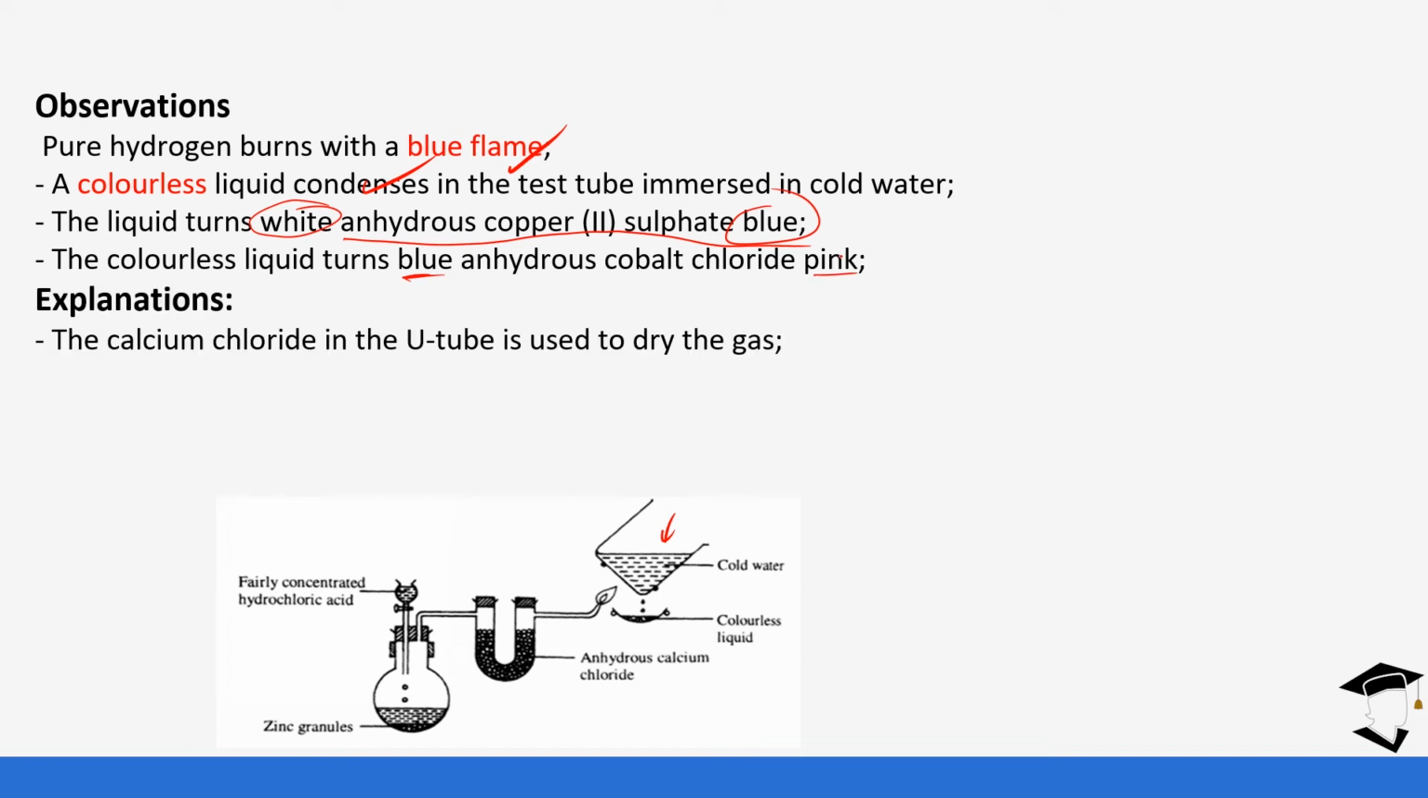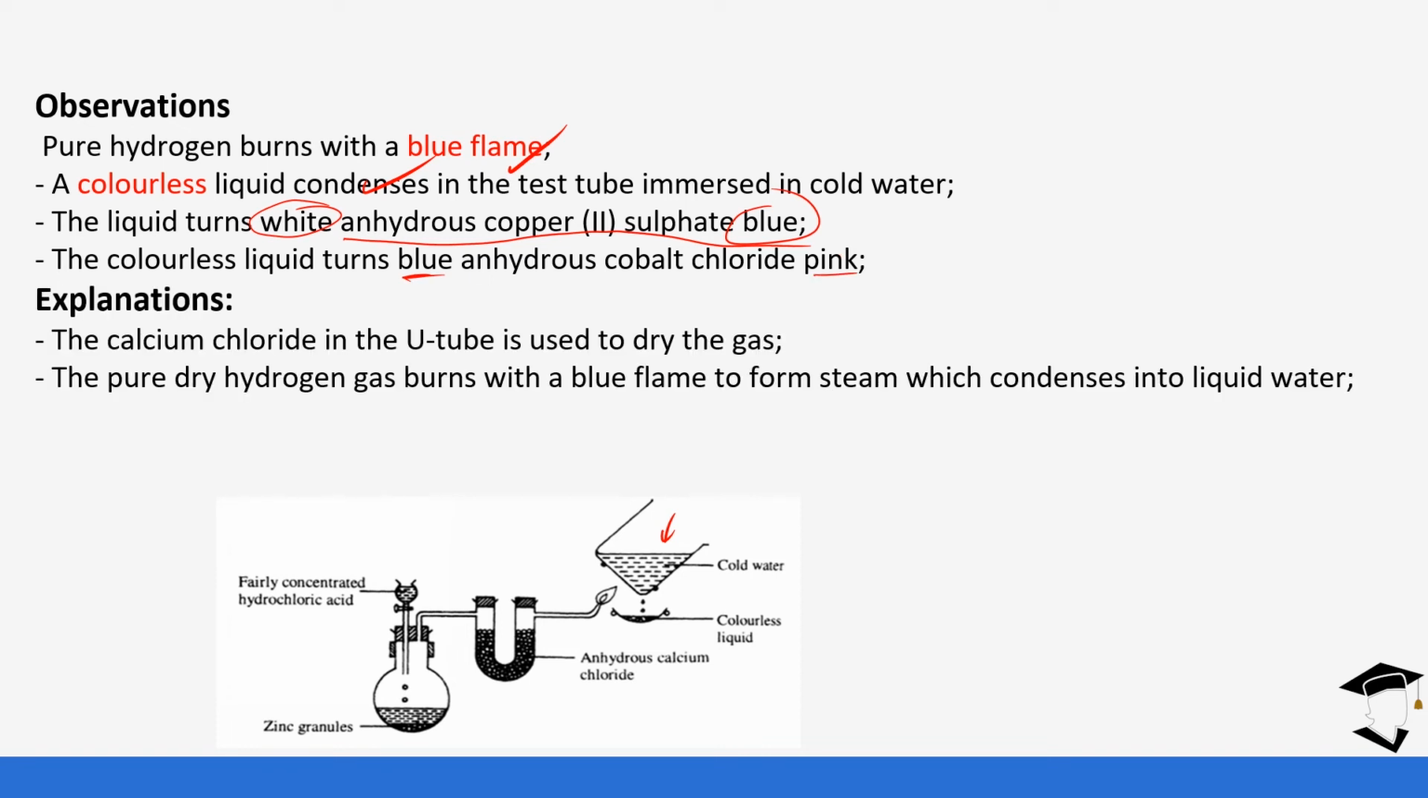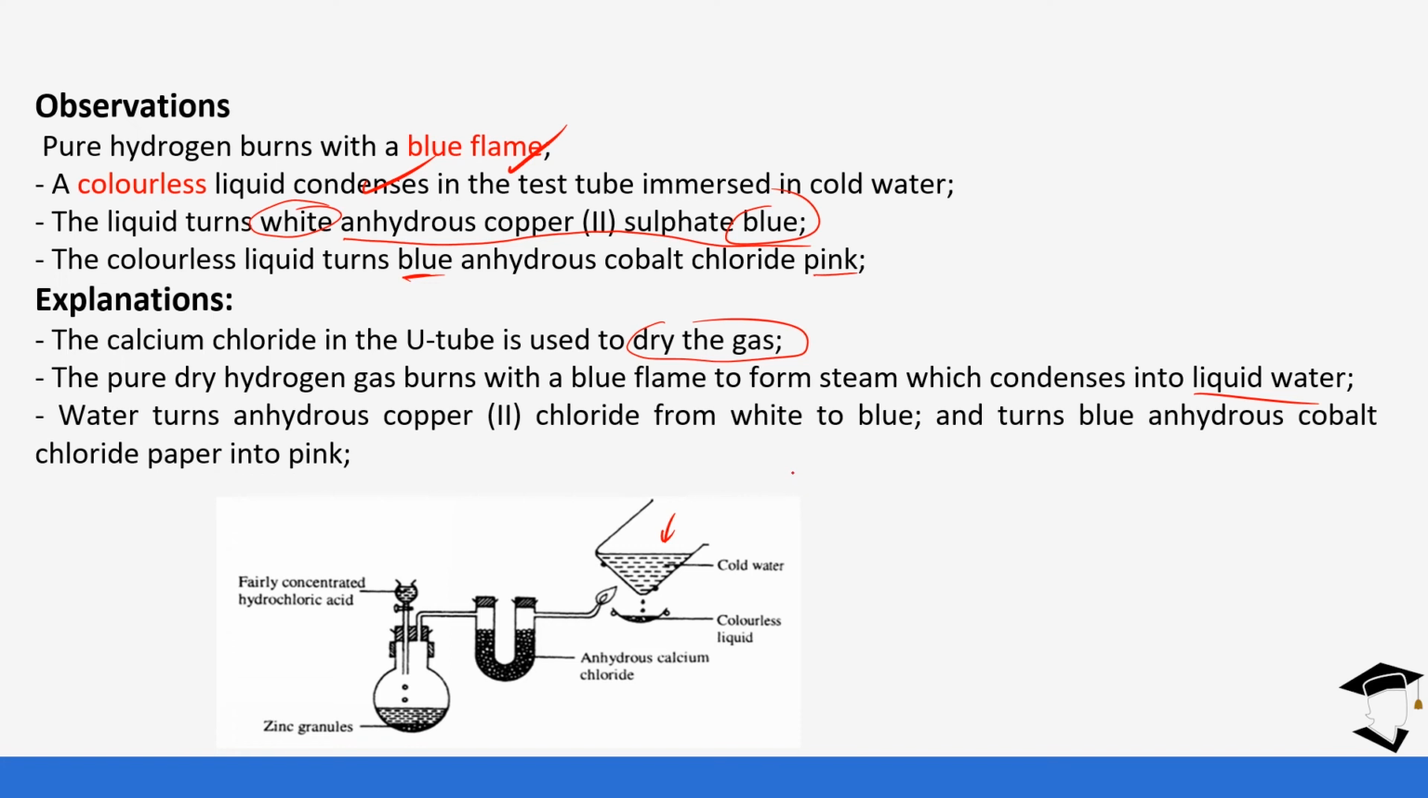So this confirms for us that we have produced water. The calcium chloride in the U-tube is used to dry the gas, and the hydrogen gas burns to form liquid water. This is the water that turns the white anhydrous copper(II) sulfate to blue, and the anhydrous cobalt(II) chloride from blue to pink. These are the observations and explanations for what is formed from this reaction.